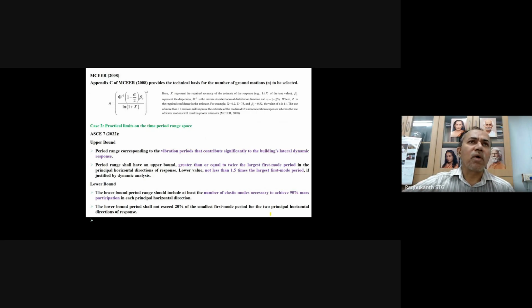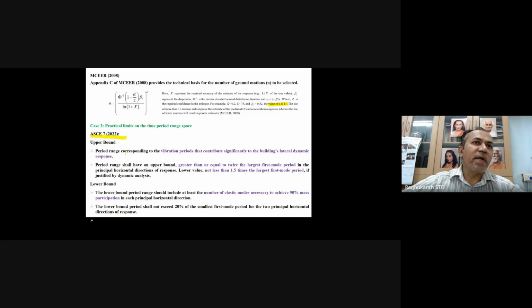Then there is one more, the MCER, in earthquake engineering. Here also, for how many ground motions should be selected, some formulas have been given basically. And based on this formula, they say that 11 is a good number for time history analysis. And regarding the time period range, generally when you want to generate a ground motion compatible with the design spectrum over 0 to 10 seconds, it is very difficult actually. You will not be able to match it, or you will not be able to scale it up either. So ASCE 7 has a guideline.